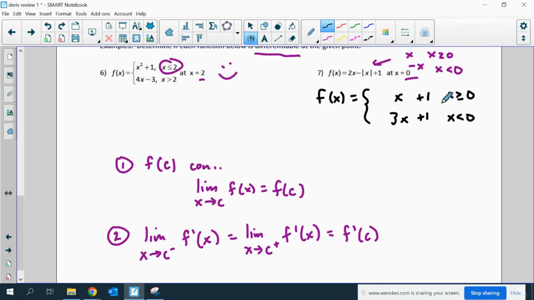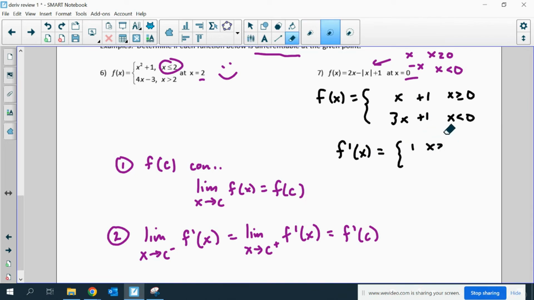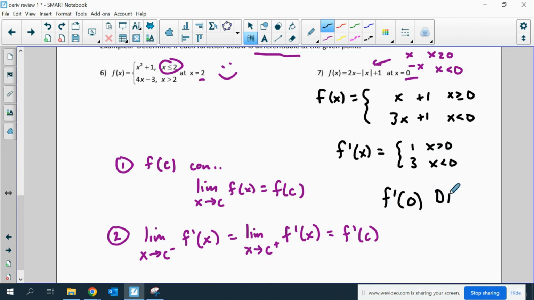Now I know the function's continuous because if I substitute in 0, I get 1 from both sides. So the function is continuous. But the question is, is the function differentiable? So if I take the derivative of this function, I get 1 when x is greater than 0. But the derivative is 3 when x is less than 0. Because that's the case, since these two aren't the same, f prime of 0 does not exist. There is no derivative of this function at 0. There's derivatives everywhere else, but not at 0.